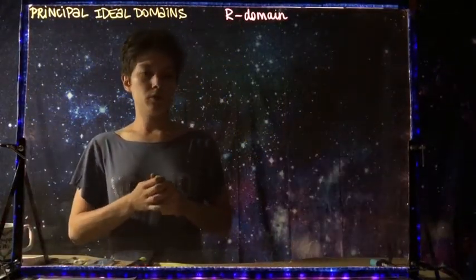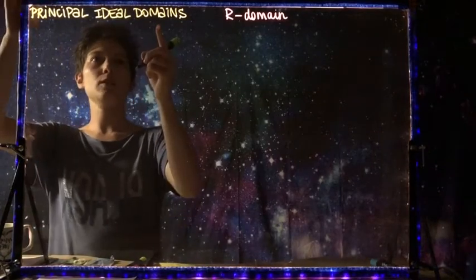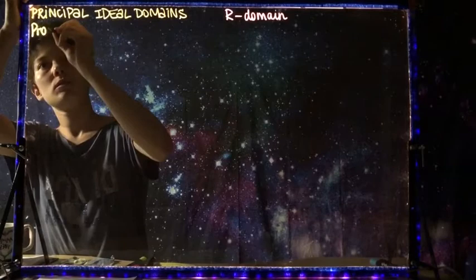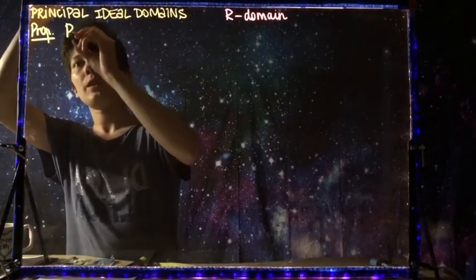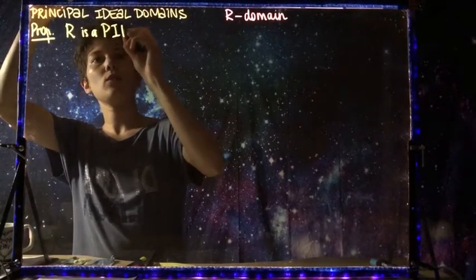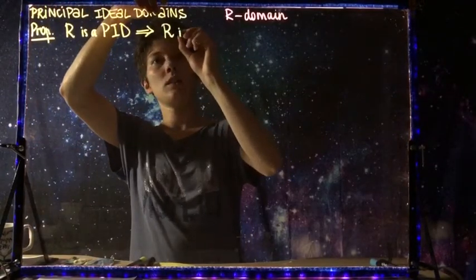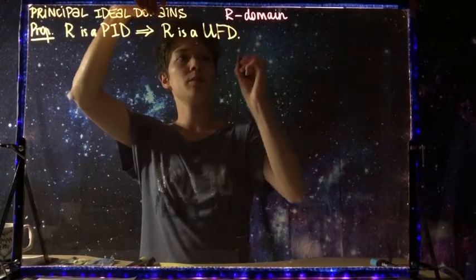Now we have one of the ingredients to prove that every principal ideal domain is a unique factorization domain. So second proposition of this lecture: if R is a principal ideal domain, then it is a unique factorization domain.